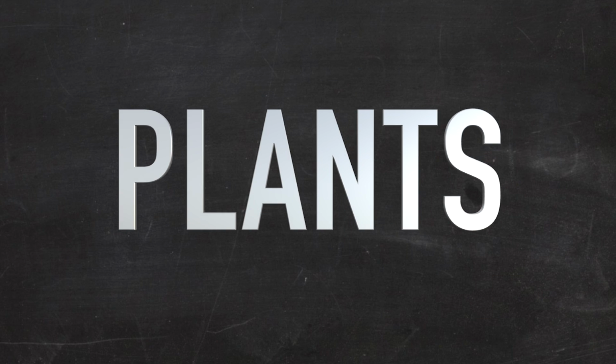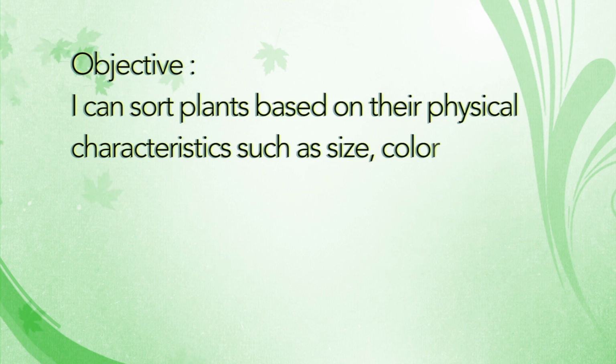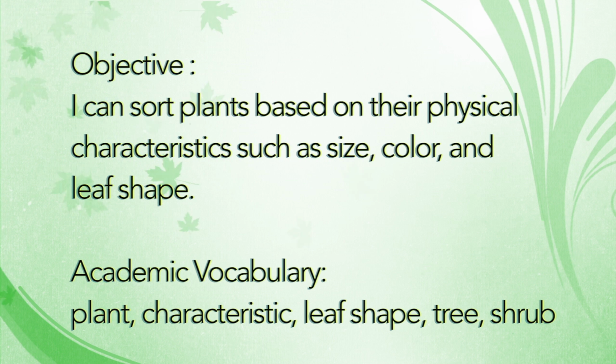For the last 2 weeks, we have studied animals, their characteristics, and their basic needs. This week, we get to start learning about a new group of living things called plants. Your objective this week is, I can sort plants based on their physical characteristics, such as size, color, and leaf shape. Let's get started.